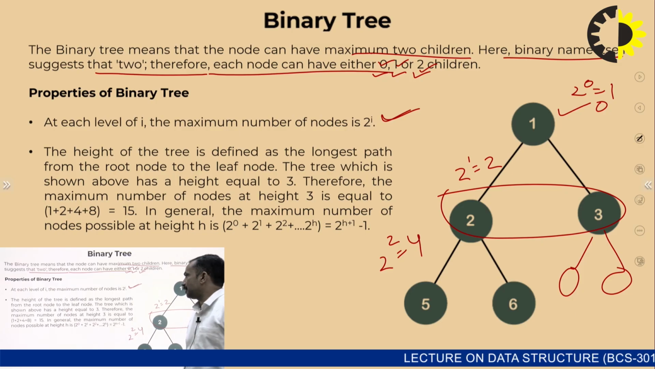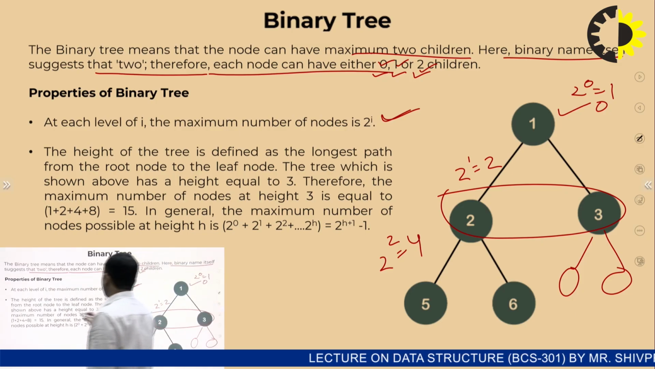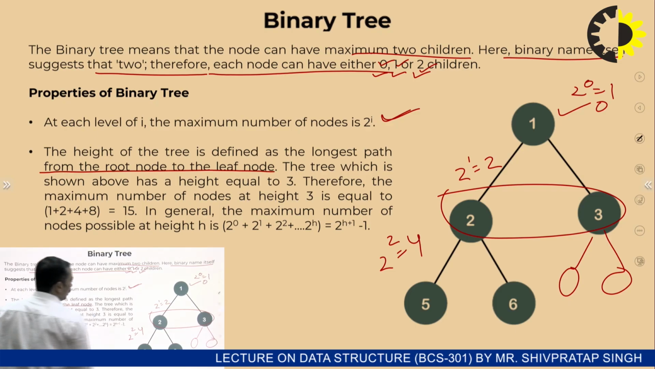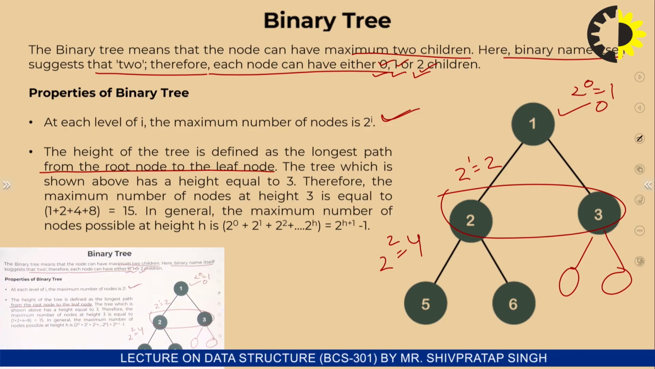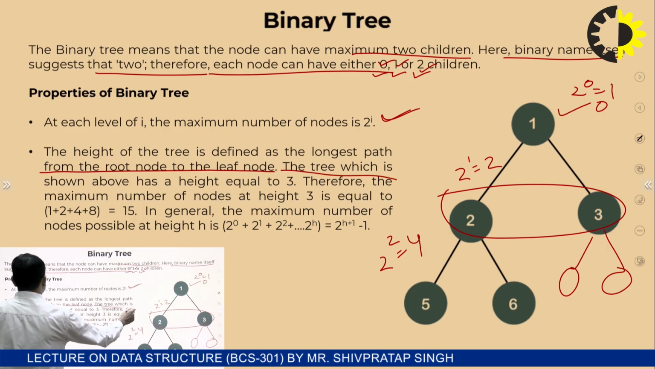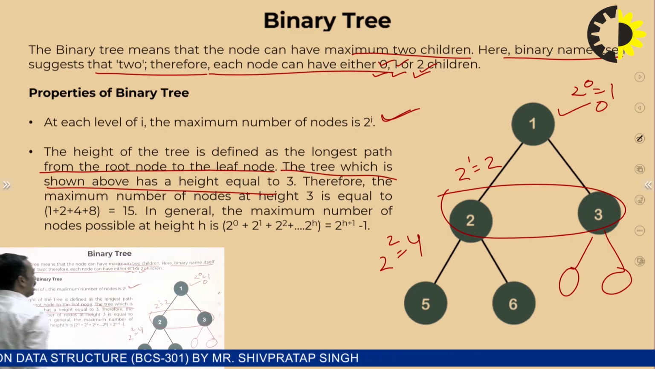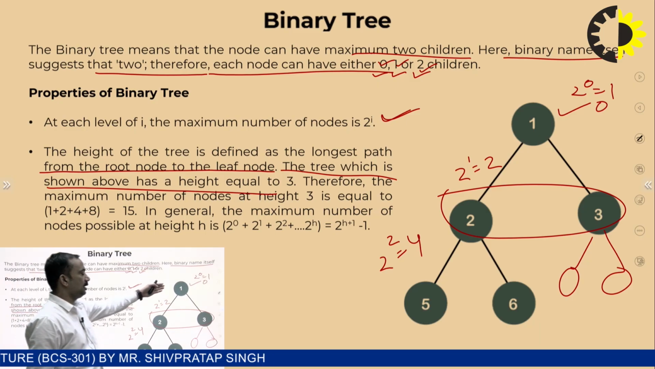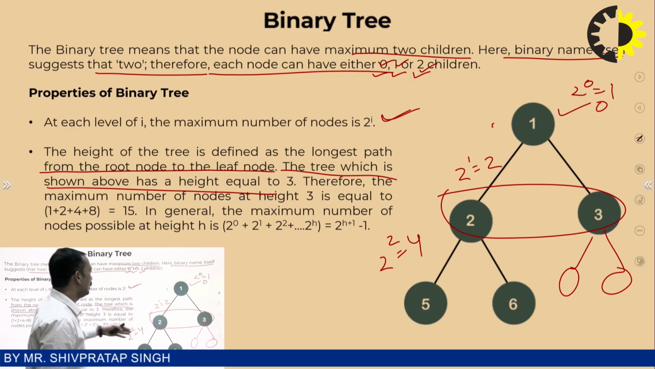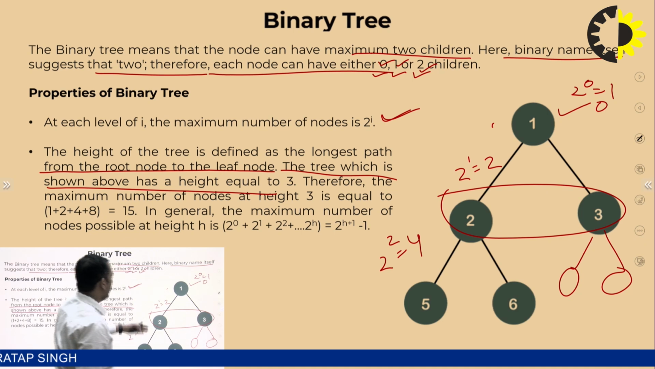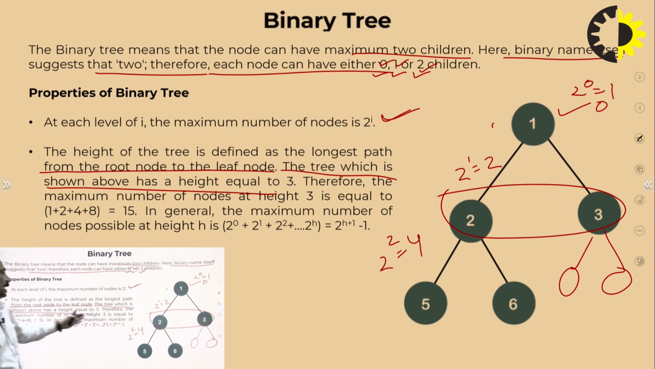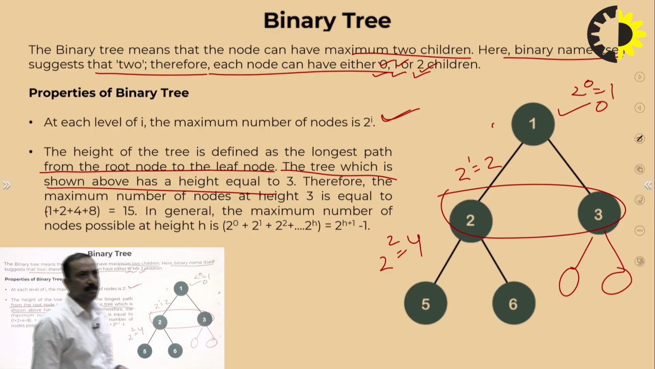And the height of the tree is defined as the longest path from the root node to the leaf node. The tree shown above has a height equal to 3. This tree has levels 0, 1, 2 and 3. So this tree is having height 3. Therefore, the maximum number of nodes at height 3 is equal to 1 plus 2 plus 4 plus 8 equals 15. So this is called a binary tree.